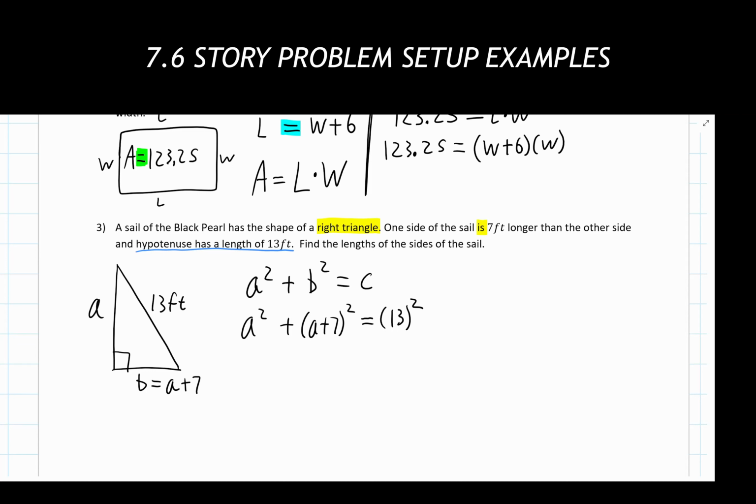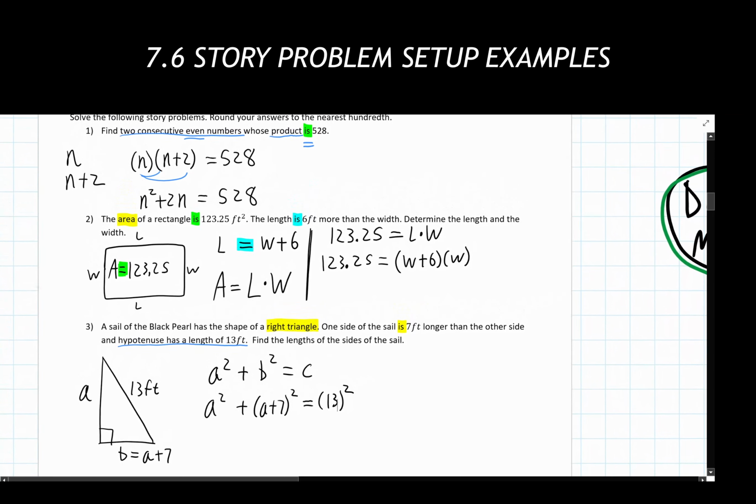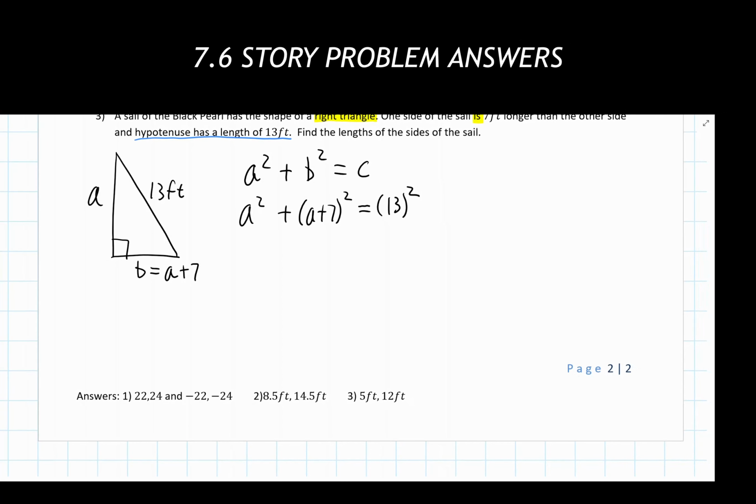And now from here, we can go through and identify what our a value is going to be using our previously learned methods. And once we have our a value, we can plug that in down here and find b. So we'll let you go through and check that. I would pause the video here before we go down and see our final answers. But these are our setups for the 3 story problems that we had here. And right here we have our answers to the first, second, and third story problem.